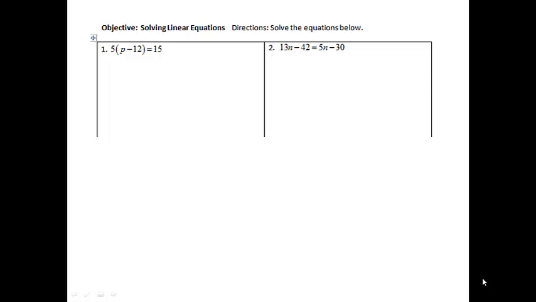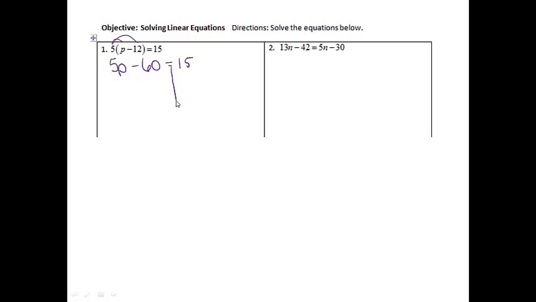Objective, solving linear equations. Directions, solve the equations below. So number 1, 5 times the quantity p minus 12 equals 15. What we are going to do is, first of all, distribute that 5 to both parts. We're going to have 5p minus 60, because 12 times 5 is 60, equals 15.